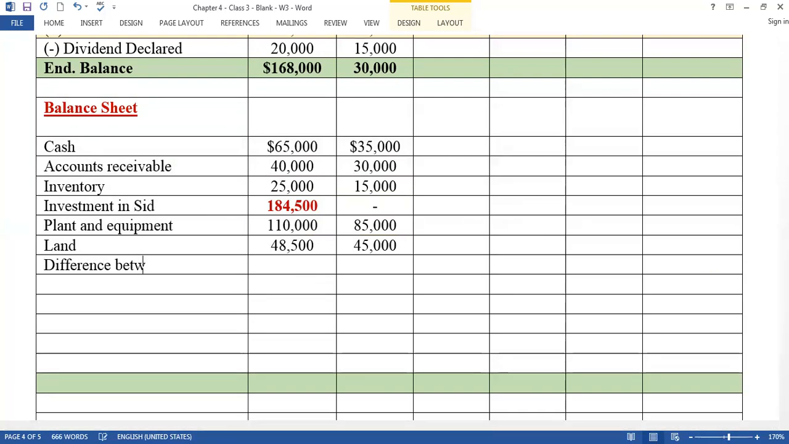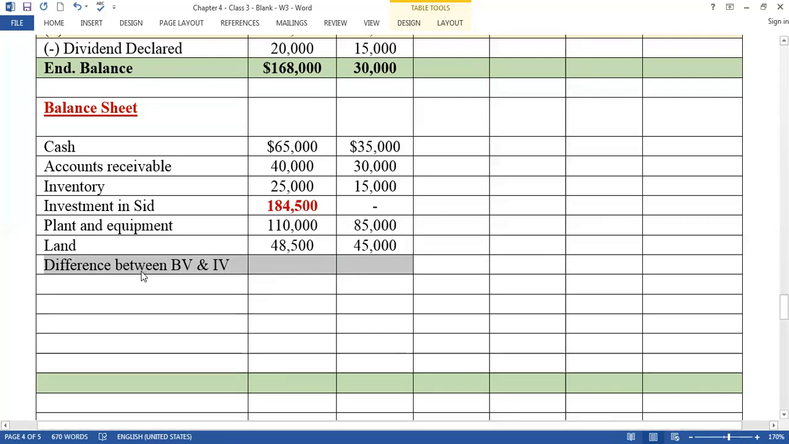Difference between book value and implied value. So this is my suggestion: if you forget this, then you cannot solve this question 100% accurate. Why? If you remember, the question said that we have to create a difference between book value and implied value, right? And if we have any difference, we are going to allocate this to the land account according to this question.